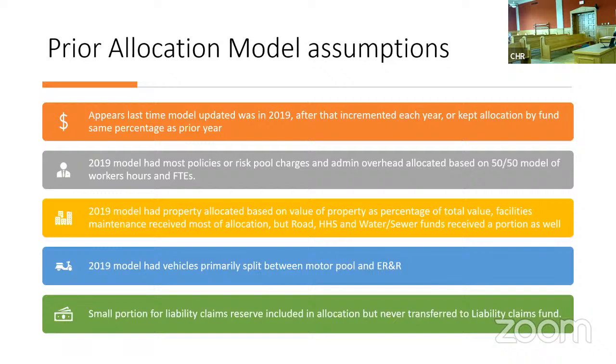And then a small portion of the liability claims reserve was included in the allocation, but again, never transferred to the fund. They included it in the allocation, but they never ever transferred it. So that would hit our ending fund balance. So there's a problem. And I'll get into it when we talk about the reserves, or what we have left in the accounts.